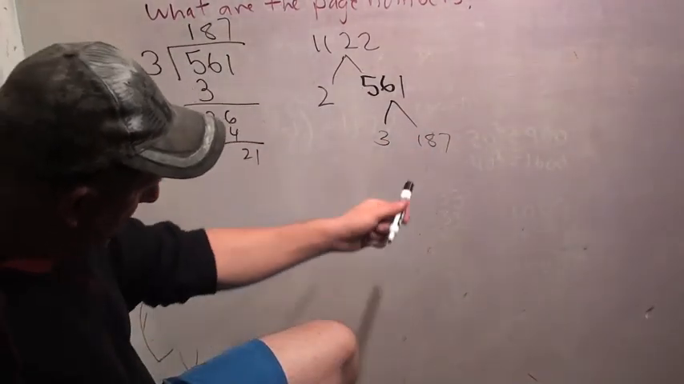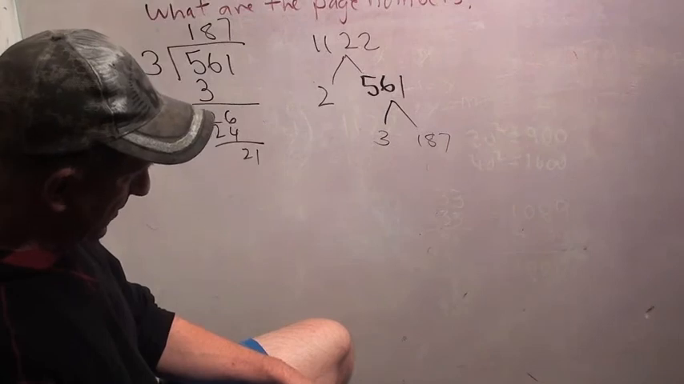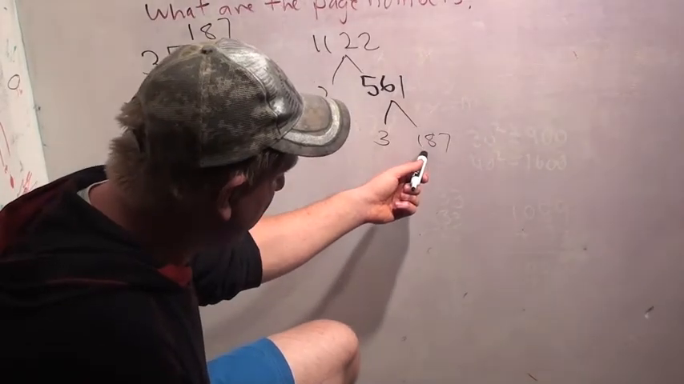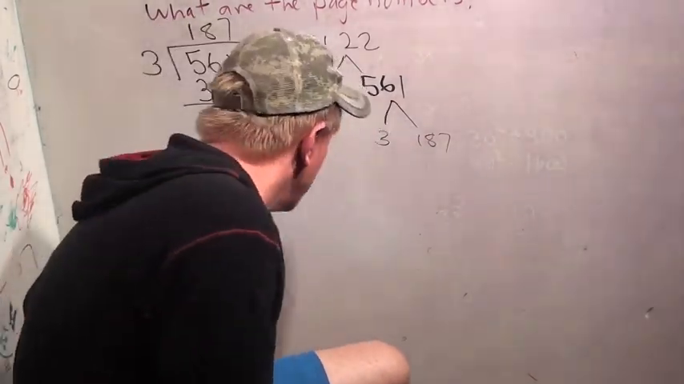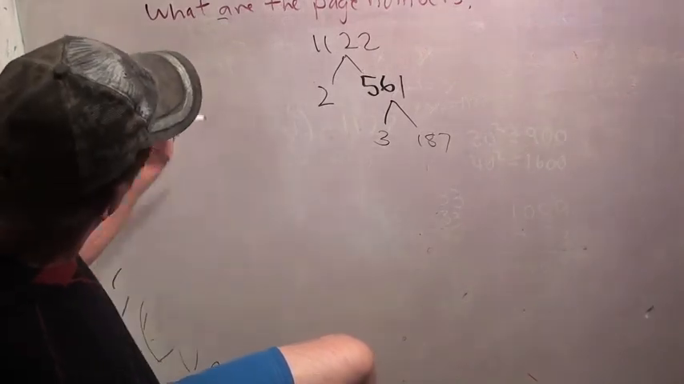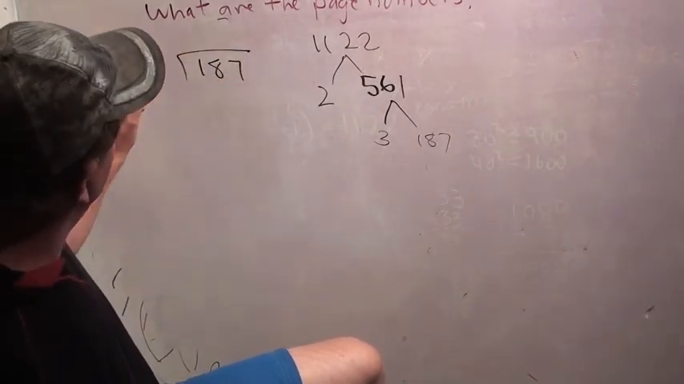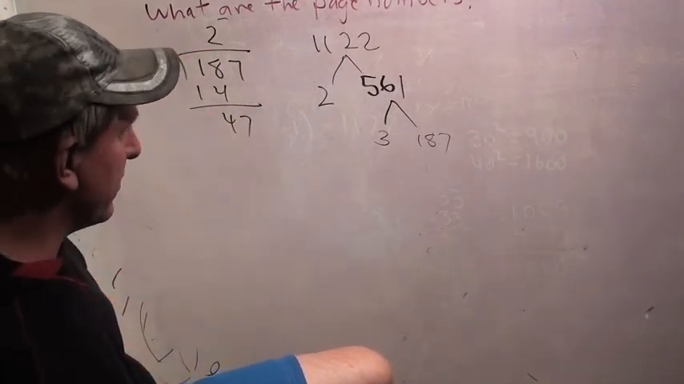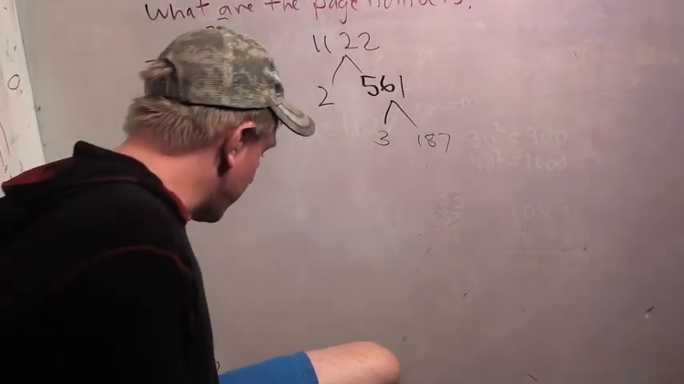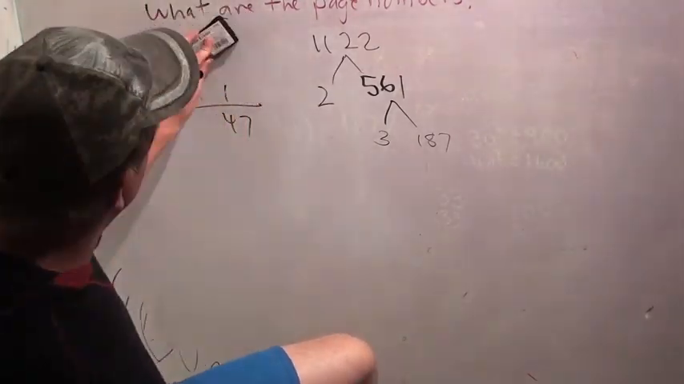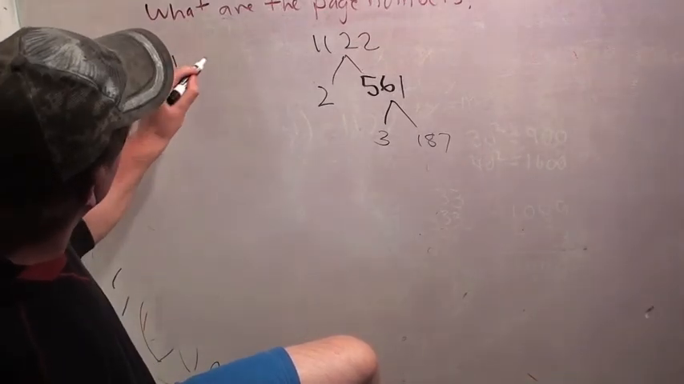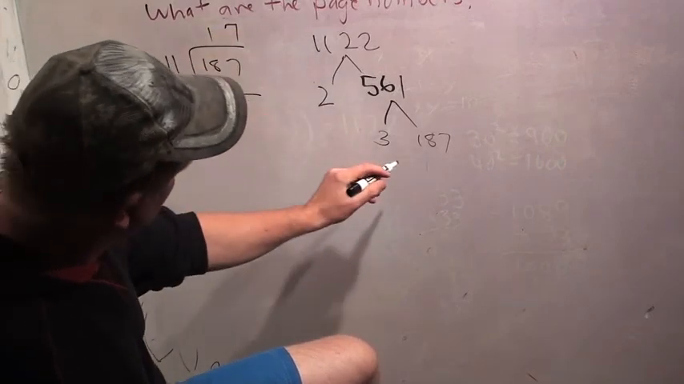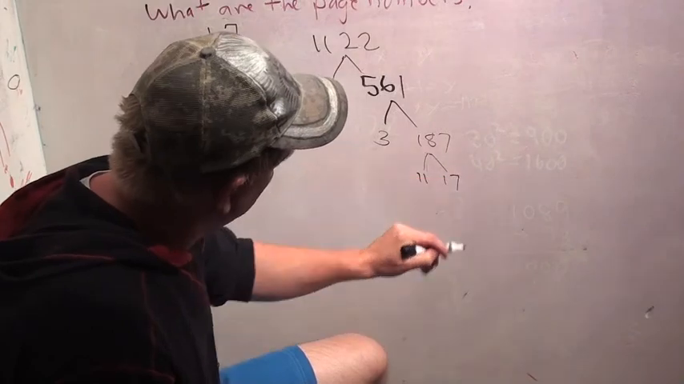Okay? Now, is 187 divisible by 3? No. So we have to keep checking primes, right? It's not divisible by 5. Is it divisible by 7? Let's see. Does 7 go into 187? 7 times 2 is 14, leaving 47. Does 7 go into 47? No, it's not divisible by 7. So what's the next one we have to check after 7? 11. Let's see if 11 goes into 187. Look at that. It's 11 times 17. And those are both prime.